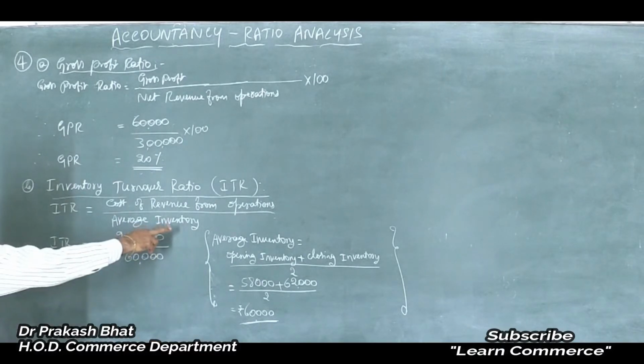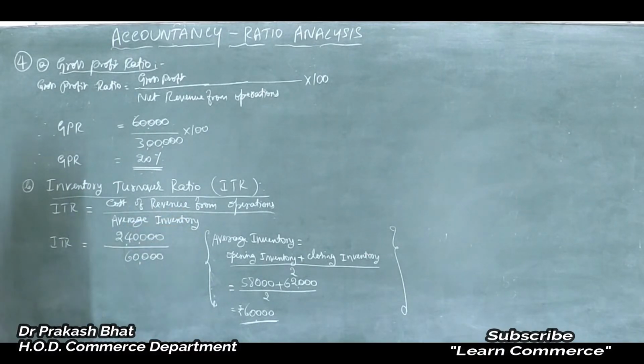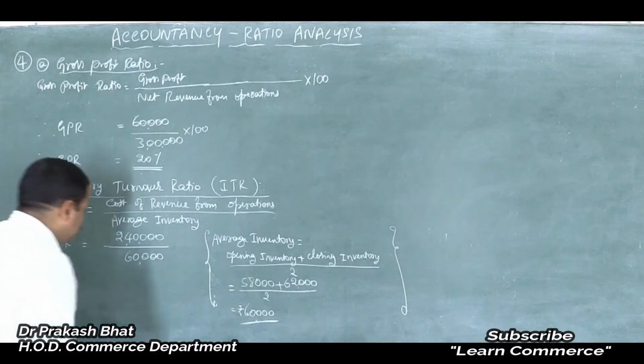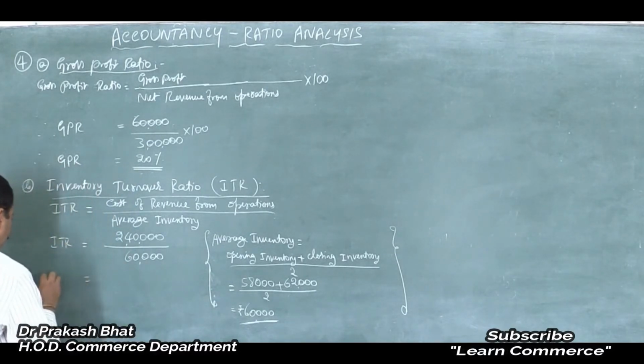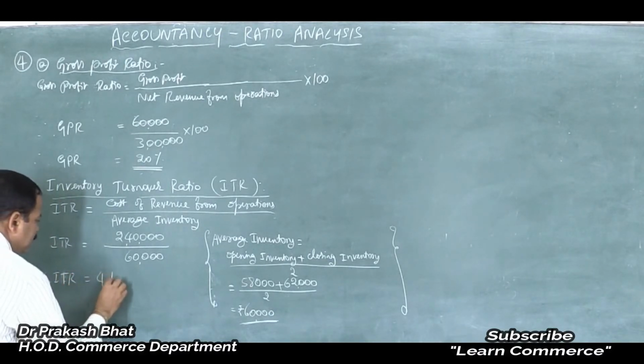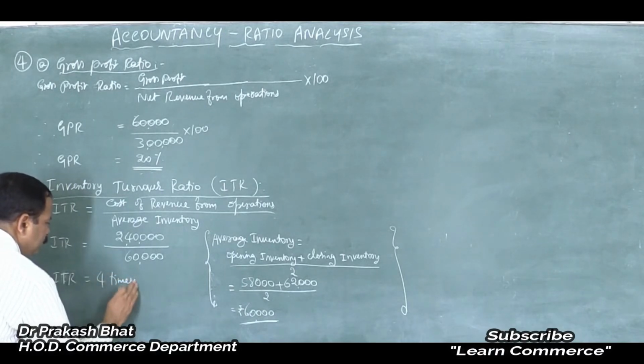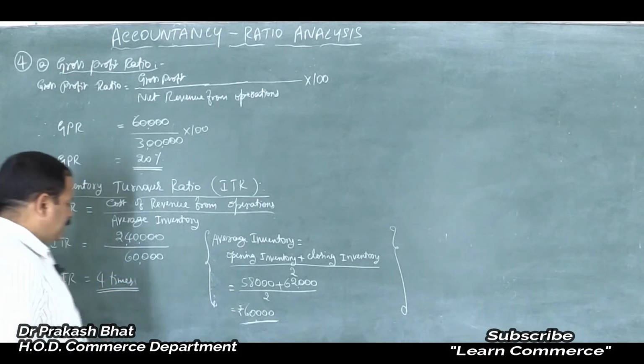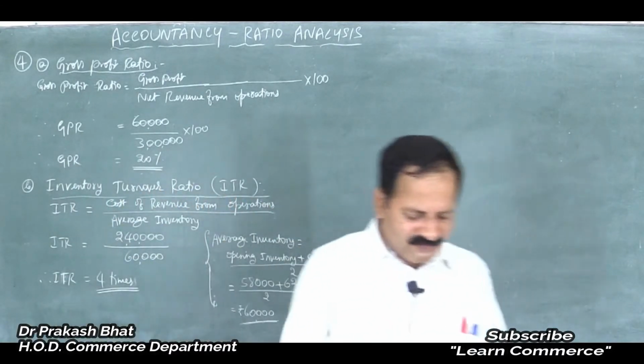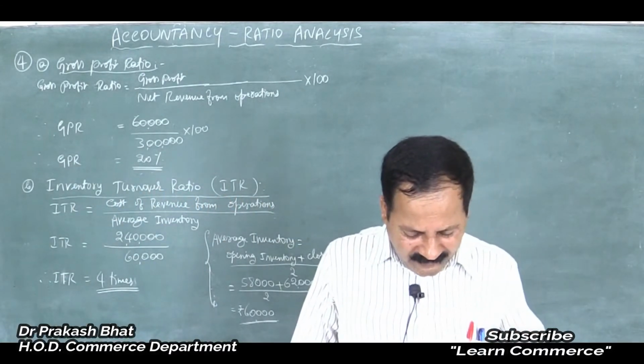Here there is no percentage, isn't it? We didn't multiply it by 100. This is a turnover. I told you turnover should be represented in the form of times, number of times, right? So here ITR, the inventory turnover ratio, is equal to 4 times. It's done. The second part of this problem is done, 4 times.